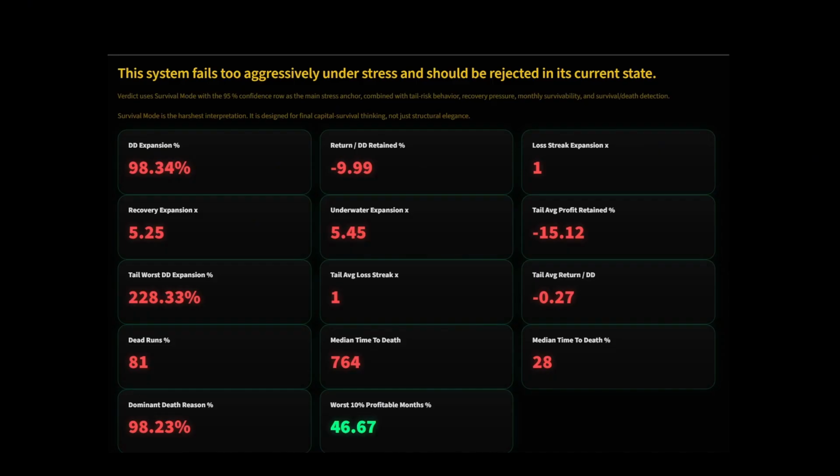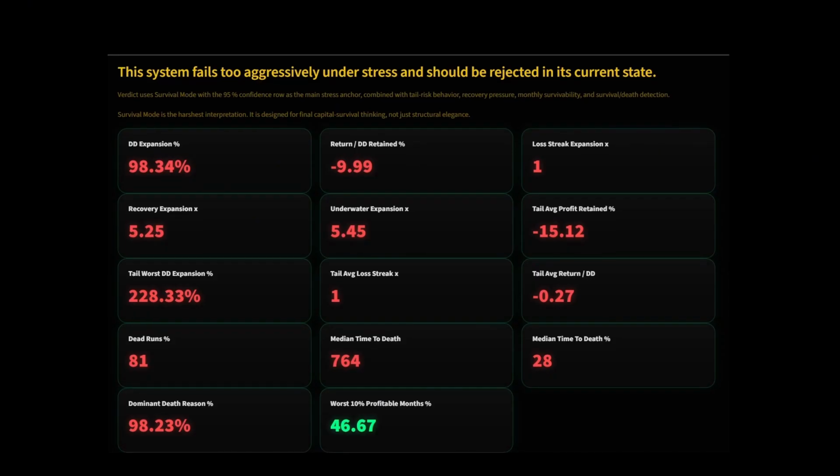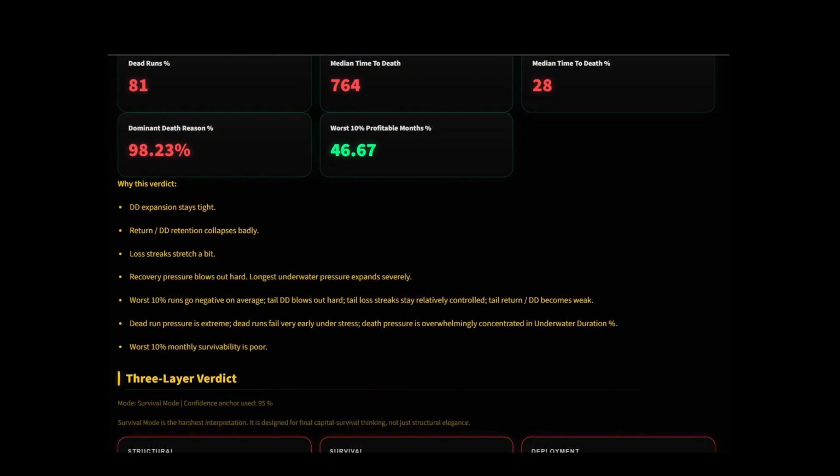After the baseline and the first stress metrics, the tool explains why this verdict was given. This is important because the verdict is not just a random label. Under the result, we can see the main reasons behind the decision: drawdown expansion, return over drawdown retention, recovery pressure, underwater pressure, tail behavior, dead run pressure, and monthly survivability. So instead of only seeing dangerous or healthy, the user can also see what caused that verdict.